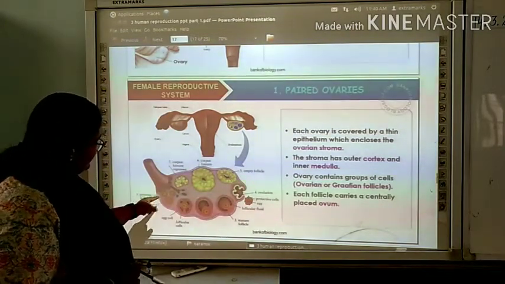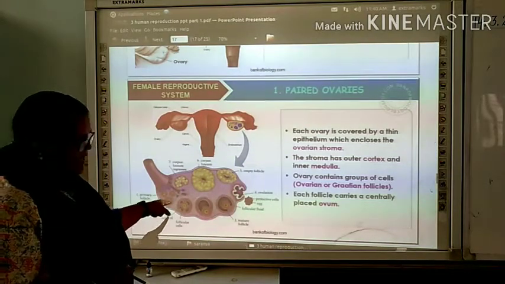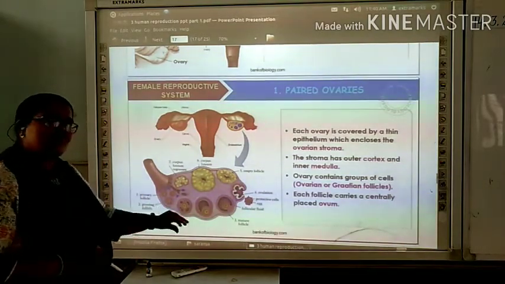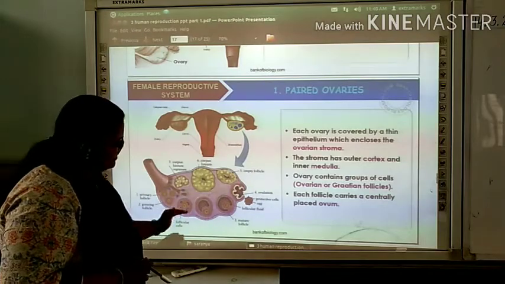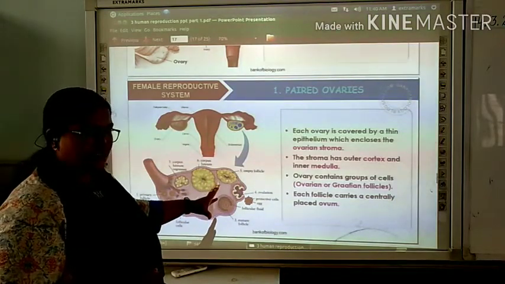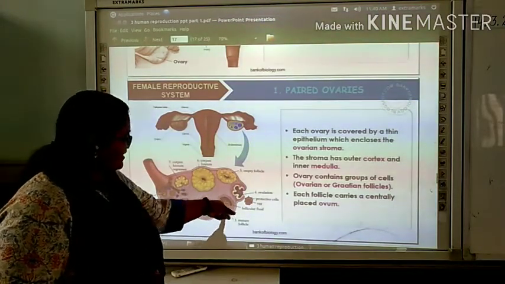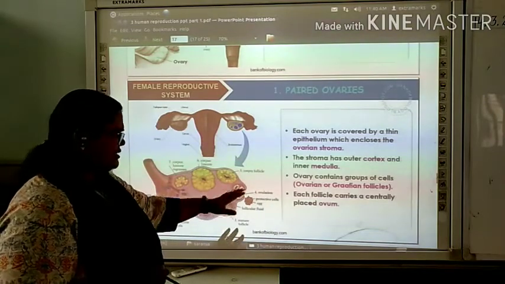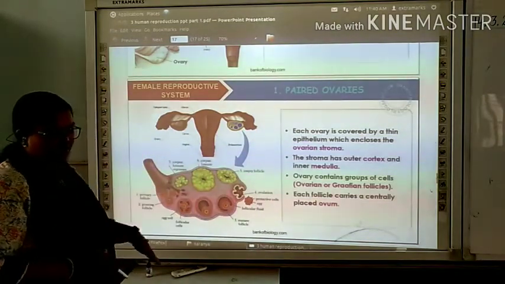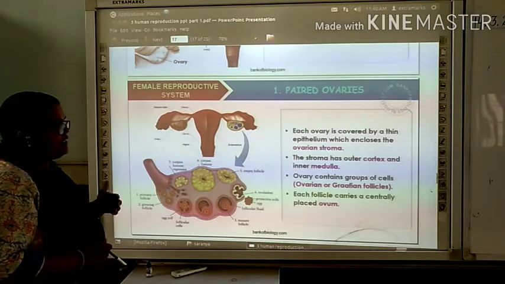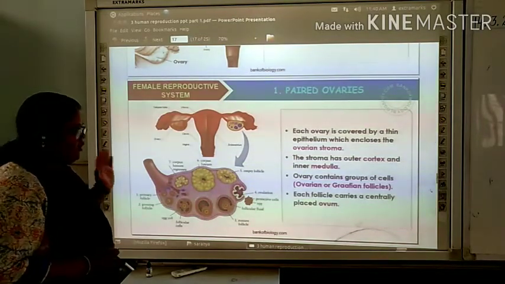Inside all these follicles there is an egg enclosed, but in different stages of development. At last, once it matures, it will rupture open and the egg will be released. We will go through this structure in detail when we learn about gametogenesis. So I hope it is clear.